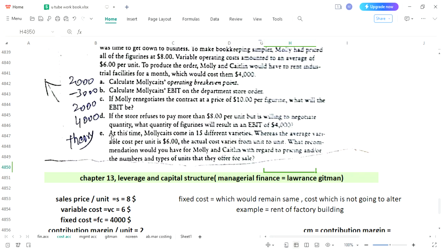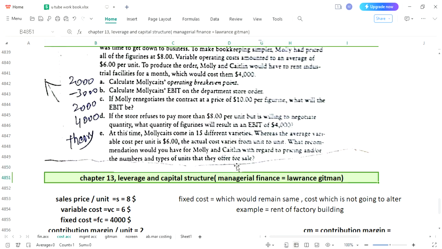E point: molly cats come in different varieties, 15 different varieties, where the average cost is 6. The actual cost varies from unit to unit. What recommendation is just the theory. We will write some lines over here. What recommendation would you have for Molly with regard to pricing and or number and types of units that they offer for sale.